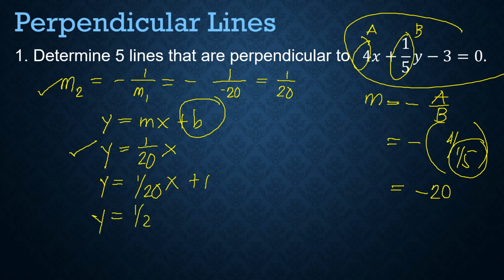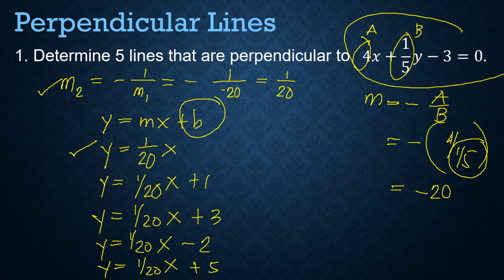Y is equal to 1 over 20 x plus 3. Y is equal to 1 over 20 x minus 2. Or y is equal to 1 over 20 x plus 5. Now you can enter your answer in general form by multiplying 20 on both sides. So in this case, this will be 20y is equal to x, which can now be written into x minus 20y is equal to 0. That is the general form and also the standard form.